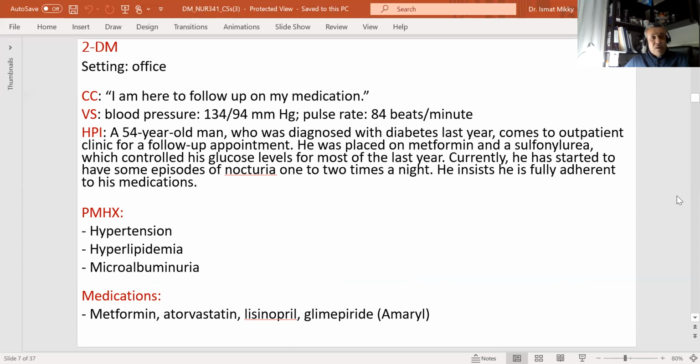So before we move on to the second case study, metformin should not be used in patients with kidney disease, liver disease, or heart failure, or in patients who drink excessive amounts of alcohol.